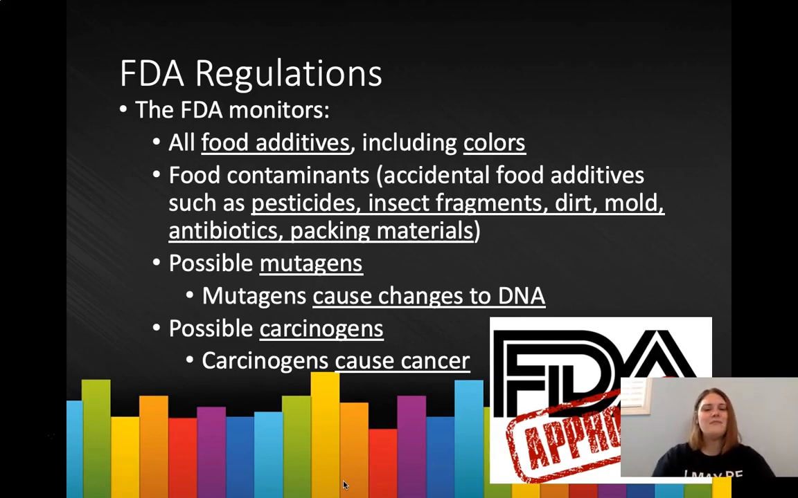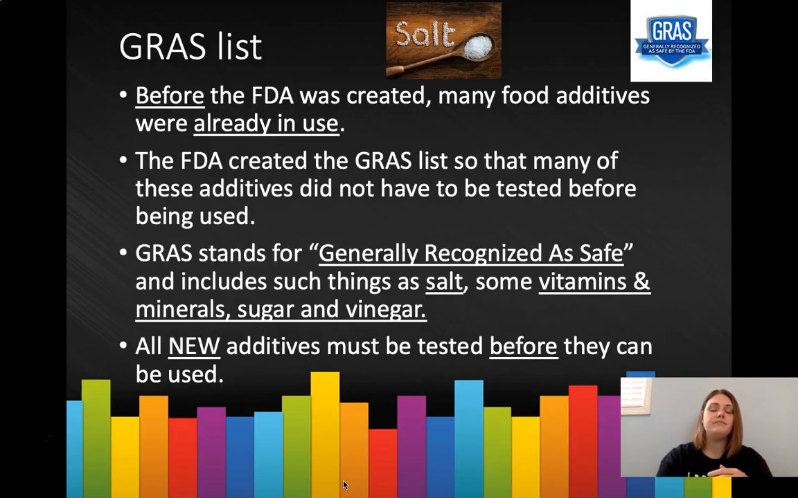Okay, possible mutagens. Mutagens cause changes to DNA, so that's where, like in X-Men, the word mutant comes from. Those mutagens can cause cancer, but they don't always cause cancer, and they will not actually cause you to get superpowers. Sorry about that. Possible carcinogens. Carcinogens are things that do for sure cause cancer or lead to cancer, and we're going to talk about that here in a little bit too.